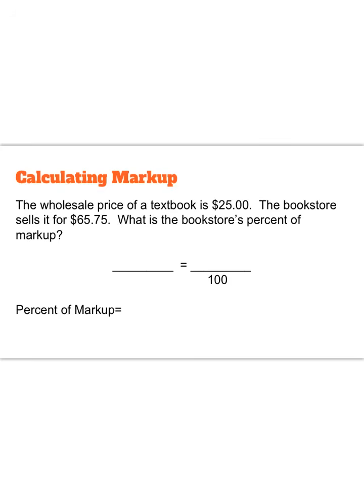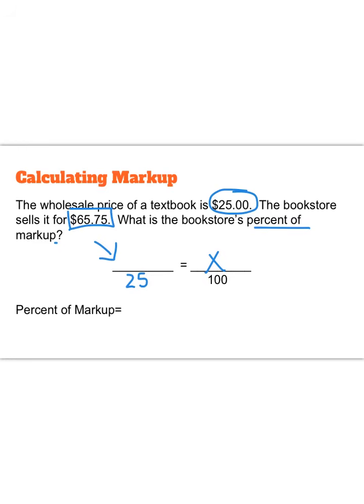This one's a bit different because I have different information and I'm asked for something different. So it says the wholesale price of a textbook is $25. Well, I know where the wholesale price lives, and that's right there. But then it says the bookstore goes ahead and sells it for $65.75, and that I don't know the percent of markup. So, I don't know this number, but I bet I can figure it out.